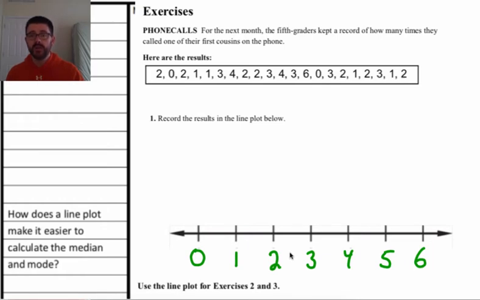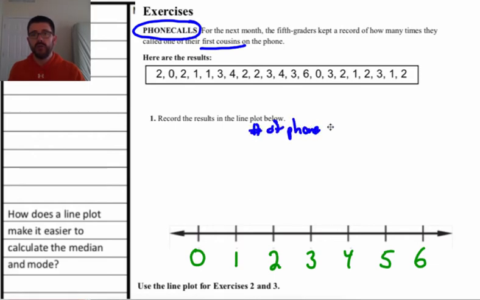Another thing to always make sure you do: put a title on your graph. The last one already had a title. This one is referring to phone calls to your first cousin. So maybe we'll put number of phone calls to cousin. That's what the data happens to be about in this problem.